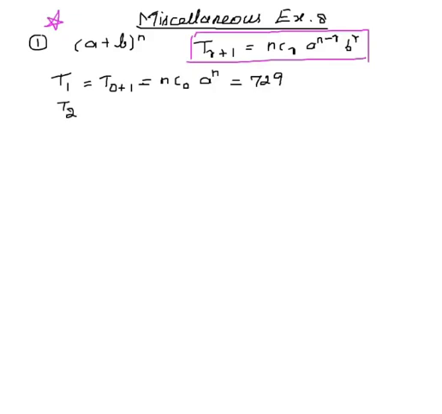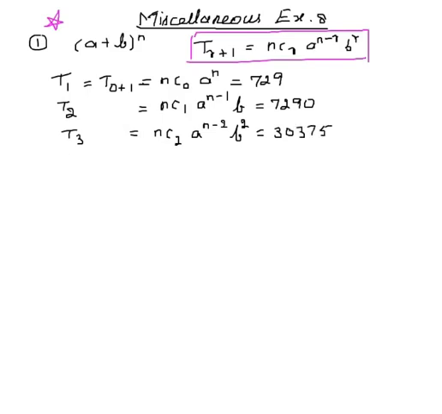And the second term, directly we can write nC1, a^(n-1) times b. This is 7290. Third term, nC2, a^(n-2) and b^2. And this is 30,375. First equation, second and third.